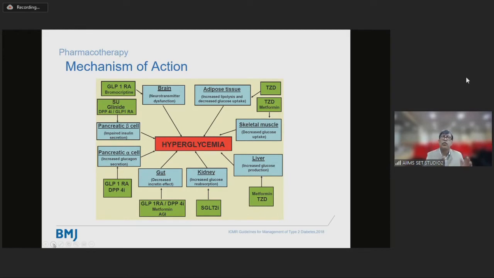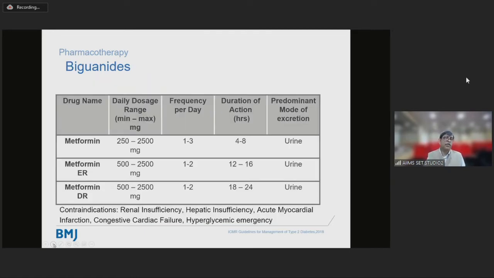By and large, as Dr. Simi Kaul mentioned in the introductory remarks, we have now agents which are insulin secretagogues, like sulfonylureas, like DPP4 inhibitors, like GLP-1 receptor agonists. You have insulin sensitizers like metformin, like the glitazones, and you have glycosuric agents like SGLT2 inhibitors. So we have agents which are acting at multiple different points.